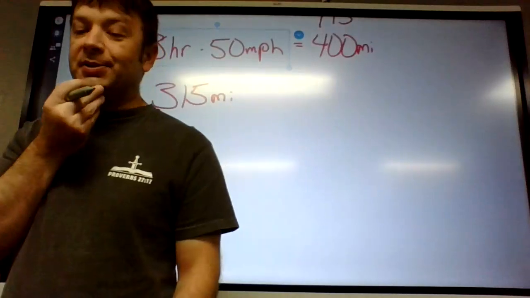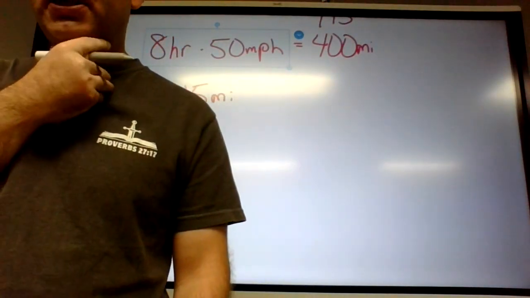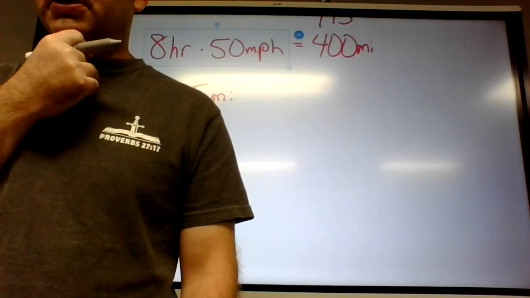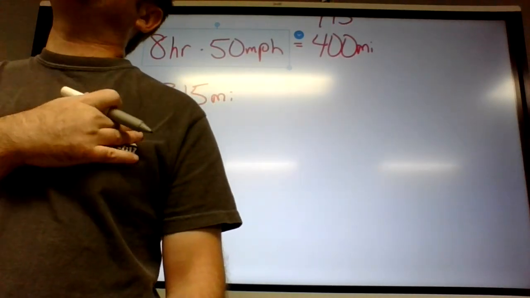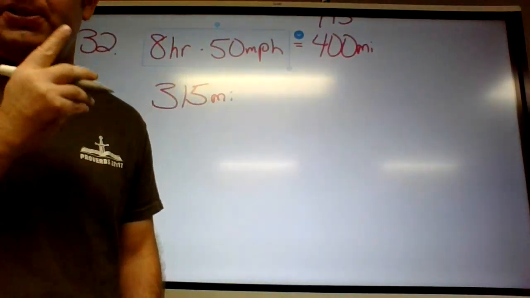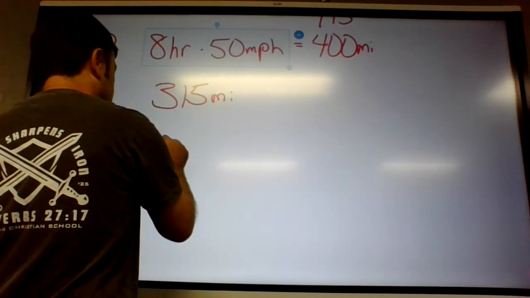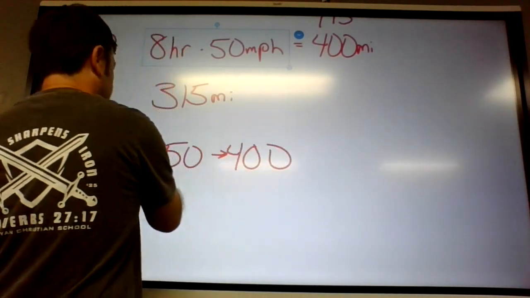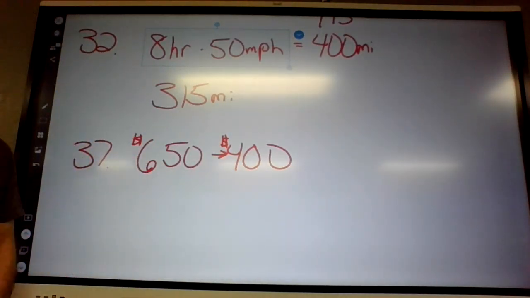37, write an equation and solve. A traveler priced an airplane ticket at $650. He was later able to get it for $400. What percent did he save? So what was the percent drop?